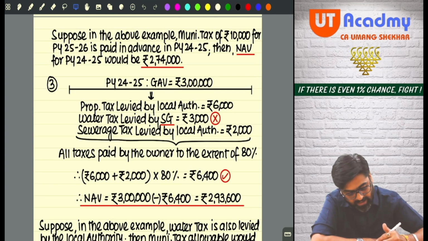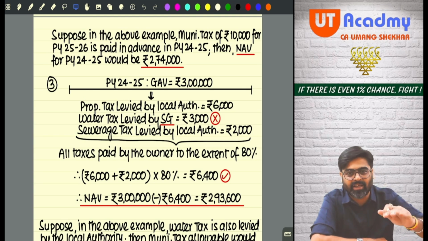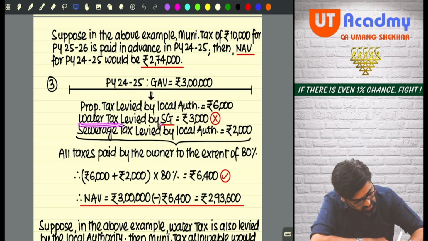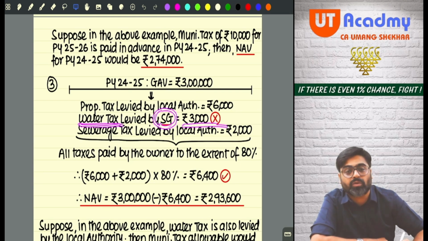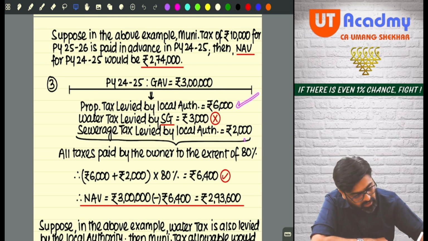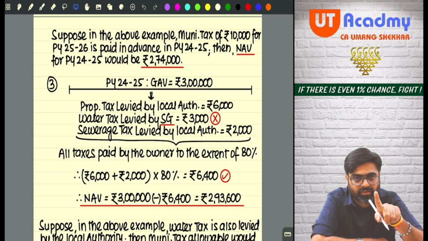Getting my point? Provided this and this paid in this year. Levied in this year, paid in this year. They are municipal tax paid in this year. Yes or no? But this tax, water tax, which you have paid to the state government amounting to 3,000, this is not a municipal tax, hence it will not be allowed as a deduction. So tell me, 6,000 plus 2,000 will give you how much? 8,000. So 8,000 will be allowed as a deduction.